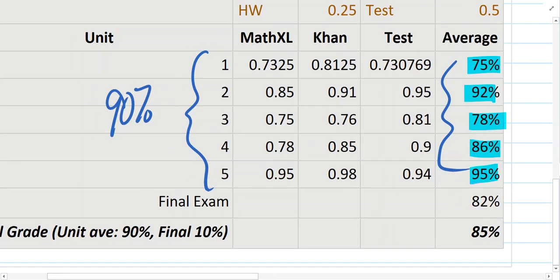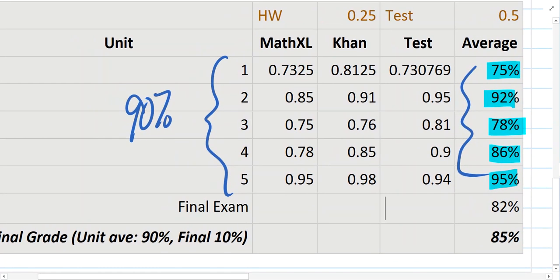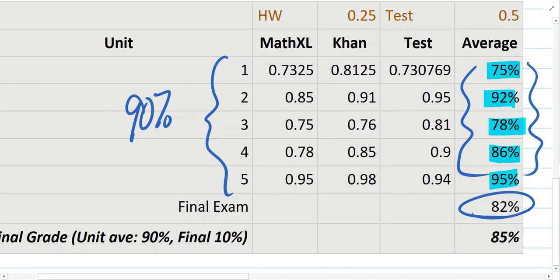I used Microsoft Excel to finish that calculation for me, and we can go over that in class if you'd like to see it in more detail. But if these are your unit scores and you finished with an 82% on the final exam, your overall grade for the class would end up being an 85. So again, if you'd like to see this in more detail, I'll pull up the Excel document in class when I see you next. Otherwise, I just wanted to illustrate what your overall grade might be.